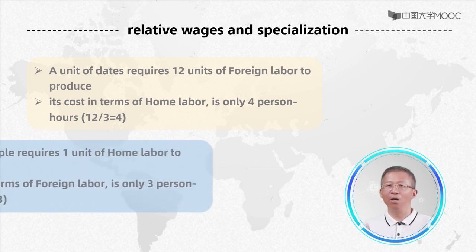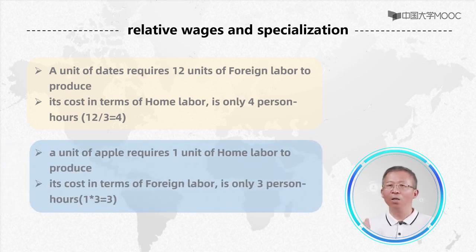For example, a unit of apple requires 1 unit of home labor to produce, but its cost in terms of foreign labor is only 3 person-hours, which is less than the 10 person-hours it would take to produce the unit of apple in foreign. So both trading nations gain from trade.